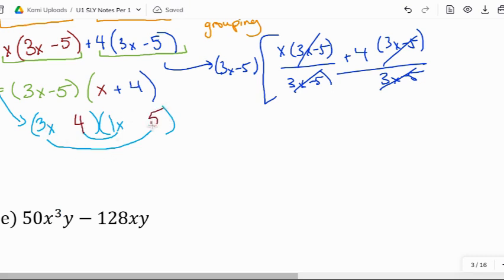3 times 5 is 15. One of them has to be minus. 4 times 1 is 4. 15 and 4. That doesn't get me to 7. But what if I write the 5 here and the 4 here? 3 times 4 is 12. 5 times 1 is 5. 12 and 5. And I want the 7 to be positive.